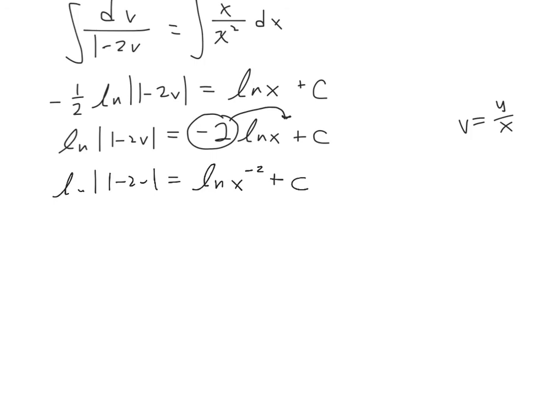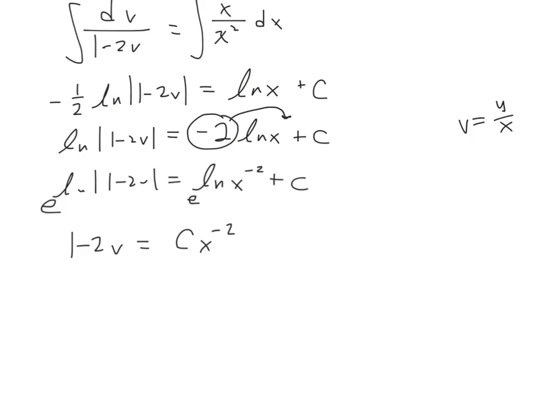To get rid of the natural logs, we're going to do our exponentiation idea. And this is going to give me 1 minus 2v equals cx to the negative 2. And again, there are multiple steps that are happening here. One of them is that on the right side, I'm separating this out into two expressions, where e to the c is going to simplify to c. Here, the e and the natural log are going to cancel, leaving me just the x to the negative 2. And the reason I got rid of the absolute values is that any negative or positive sign that this would have had can be absorbed by the c.